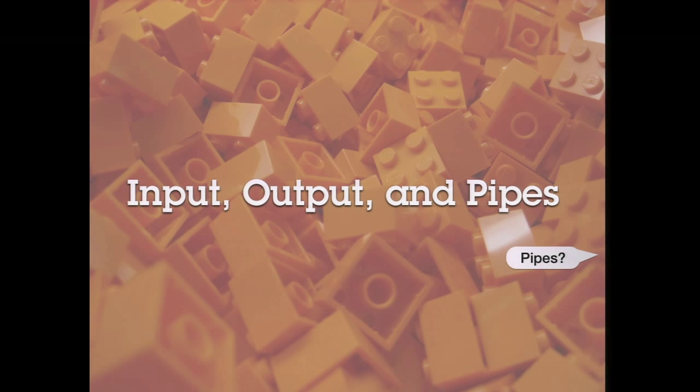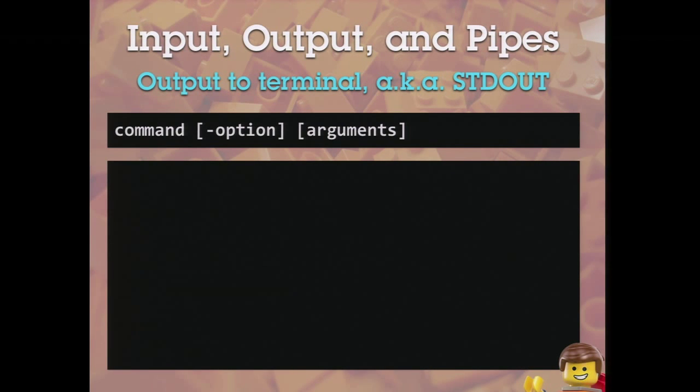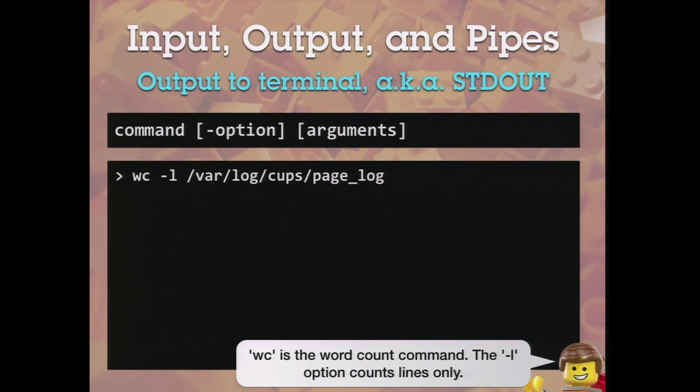All right, now we're on to input, output, and pipes. So the last grammar section, and one of the most important. By default, all shell output goes to the terminal. In this example, I want to count the number of lines in the CUPS page log to see how many pages I printed. Turns out I don't print much.